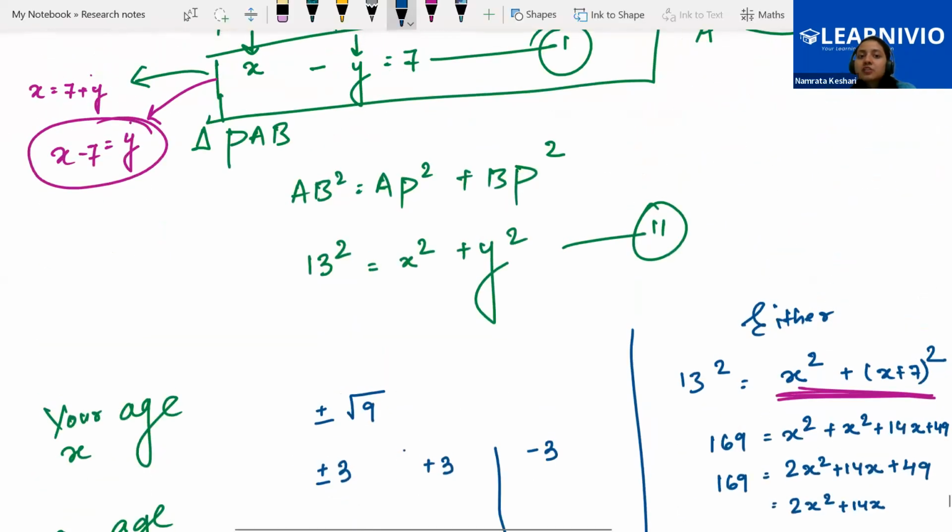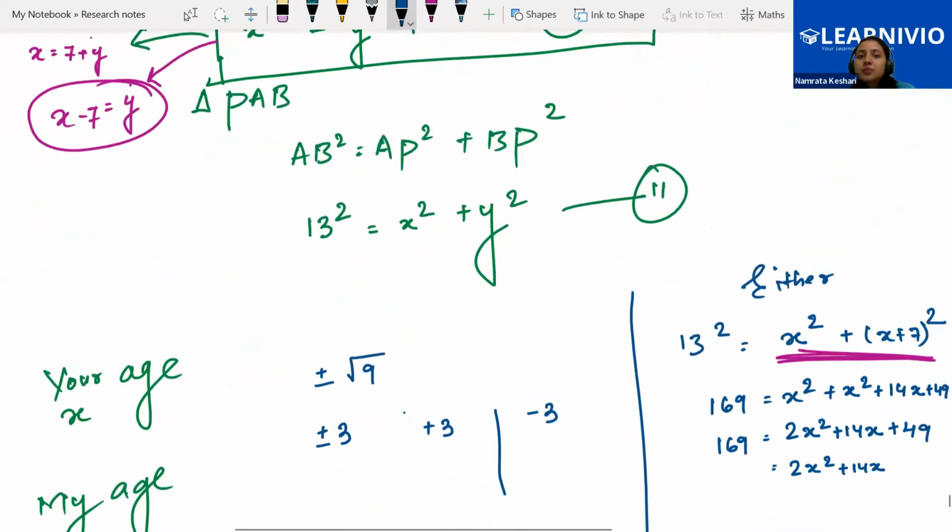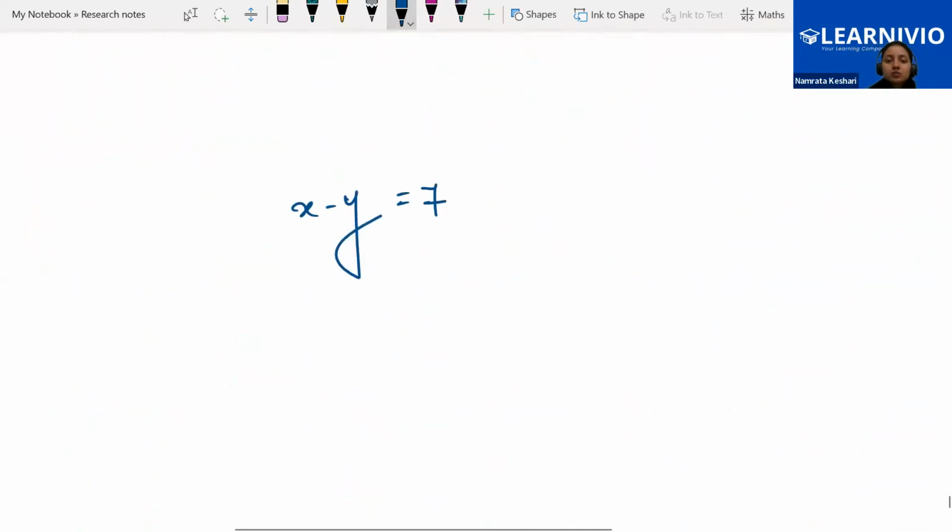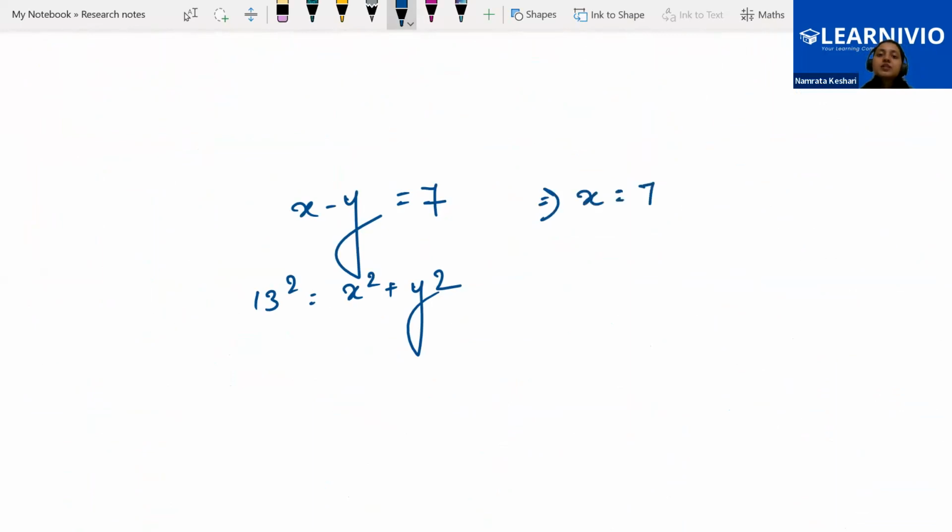We are having x minus y equals 7 and 13 square equals x square plus y square. We are going to apply the method of substitution, which says take out x or y from the first equation and substitute it in the next equation. So let's take it out: x equals 7 plus y. Let's substitute it over here.